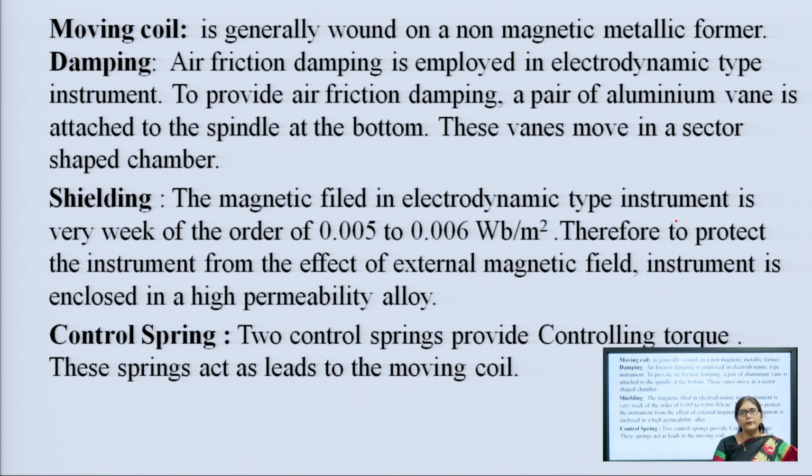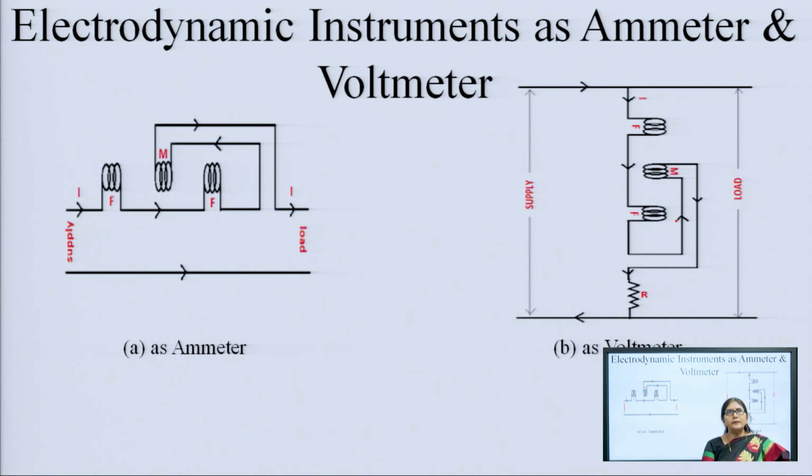There are two control springs which are connected with the moving coil, and they provide the controlling torque. These springs also act as leads to the moving coil. So, it is connected with the moving coil also. Now, this is the electrodynamometer instrument which acts as an ammeter and voltmeter.